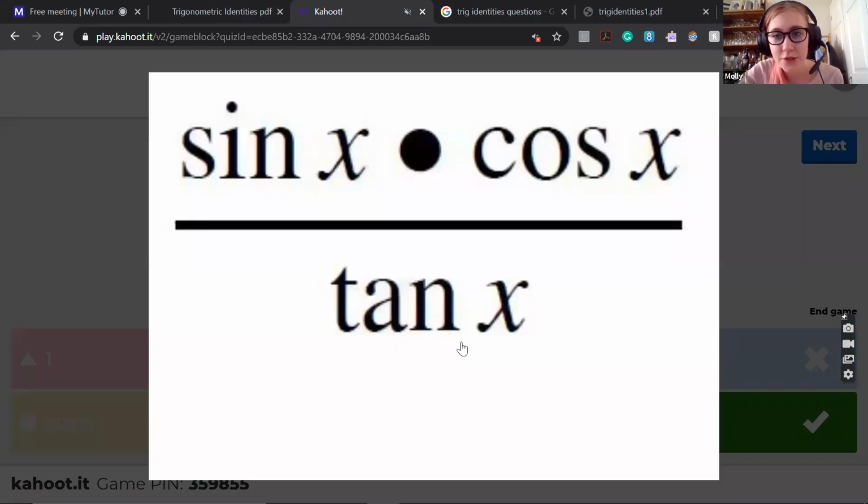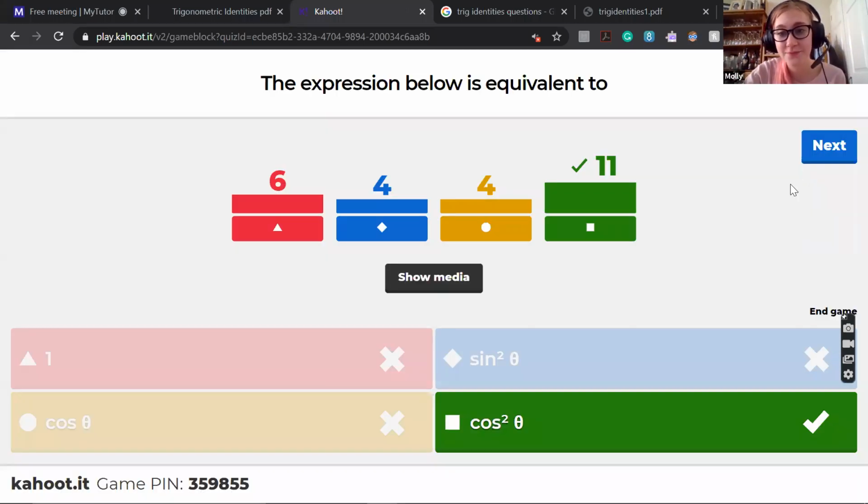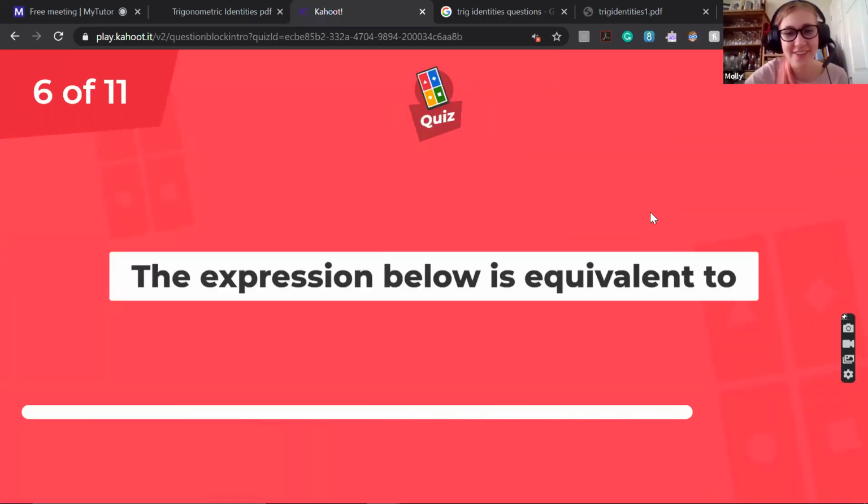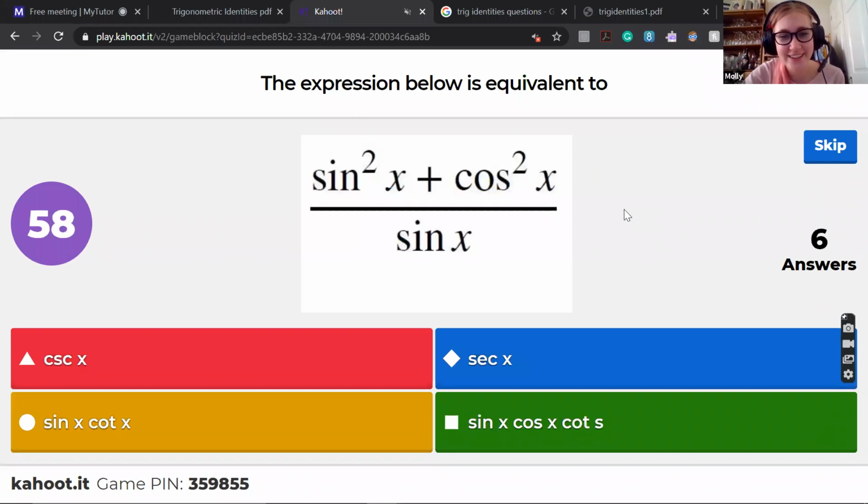So the way that we do this is that we write tan x as sine over cos. And then using keep change flip, we get sine times cos over sine. And again, when you cancel that all down, we get cos squared. Sorry, my explanations are a bit quick, but hopefully they make enough sense. And if you watch it back, slow it down, write down what I'm saying, it will make sense.